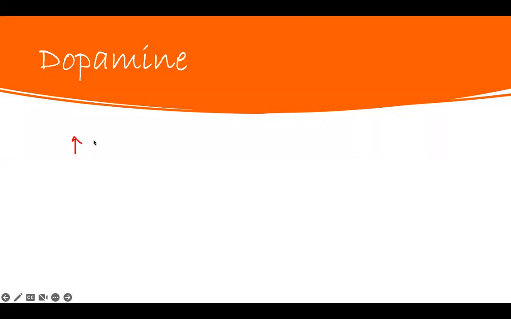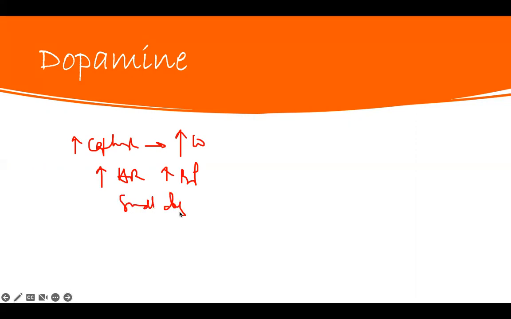So dopamine is a catecholamine, so it increases cardiac output. Because it's a catecholamine, it can increase your heart rate. Okay, and it can increase your blood pressure too. In a small dose, okay, this is something they like to ask. Small dose, maybe 5 milligrams of dopamine, it can improve your renal function. So the kidney function can improve with that.